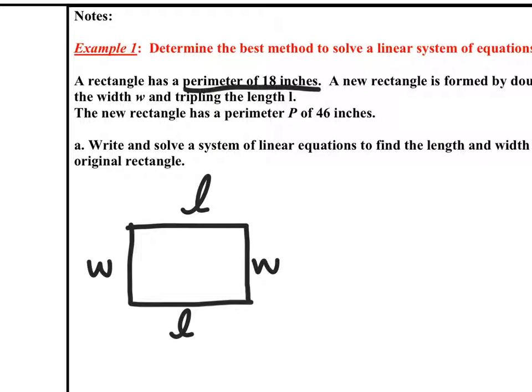What is that, Emma? Length plus length. Yep. Add up all the sides. In other words, length plus width plus width. Let's write that down.